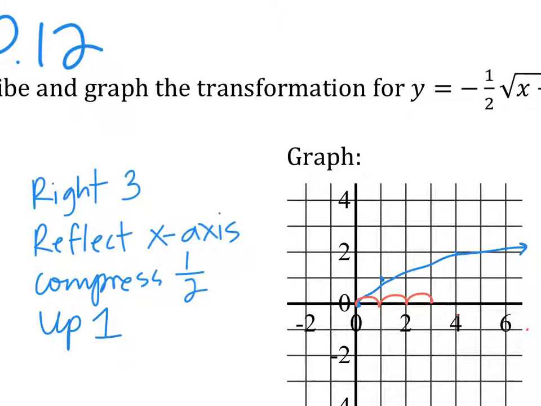We flipped it over, we shrunk it by 1/2. Next, we're going to move up 1. So move everything there, up 1. So that is, the red one is the final one. Yes. Okay. Let's try one on your own.